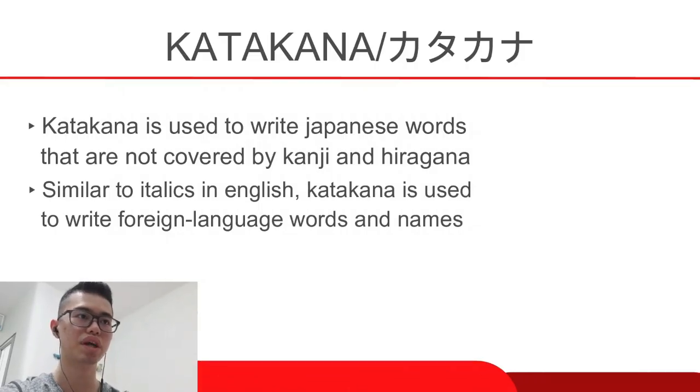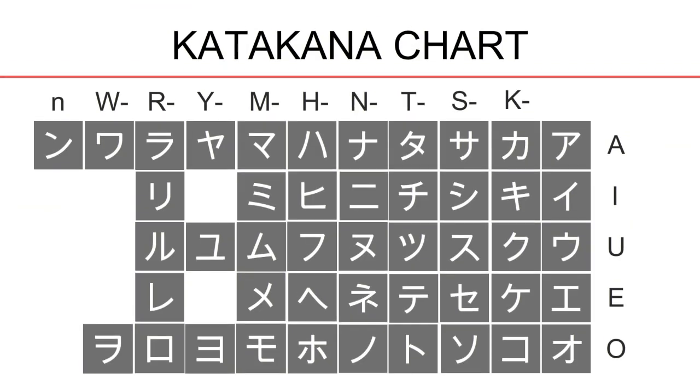Katakana is used to name objects that are not covered by kanji or hiragana. It is similar to italics in English, used to write foreign words or names in Japanese. Each katakana is written either as a vowel, a, i, u, e, and o, or a consonant followed by a vowel such as ka, ki, ku, ke, and ko, or n.